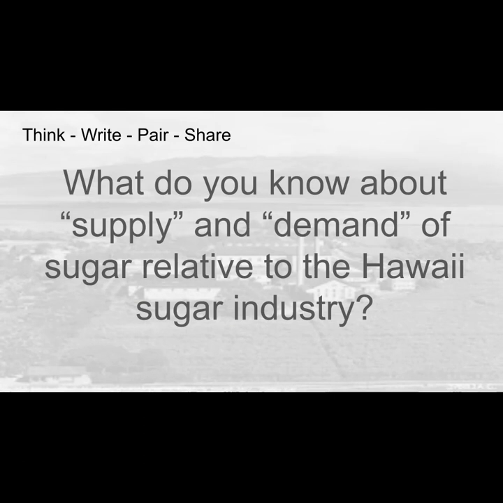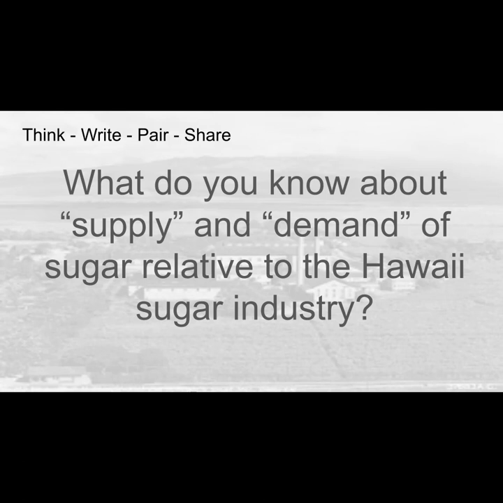As a bell ringer or anticipatory set, the teacher will invite students to participate in a think, write, pair, share, answering the following prompt: What do you know about supply and demand of sugar relative to the Hawaii sugar industry? Students will be given a few minutes to think about the response and record it on a post-it.